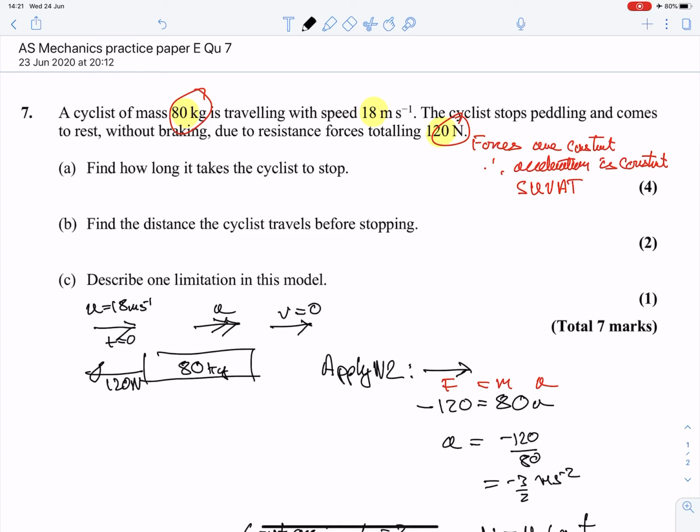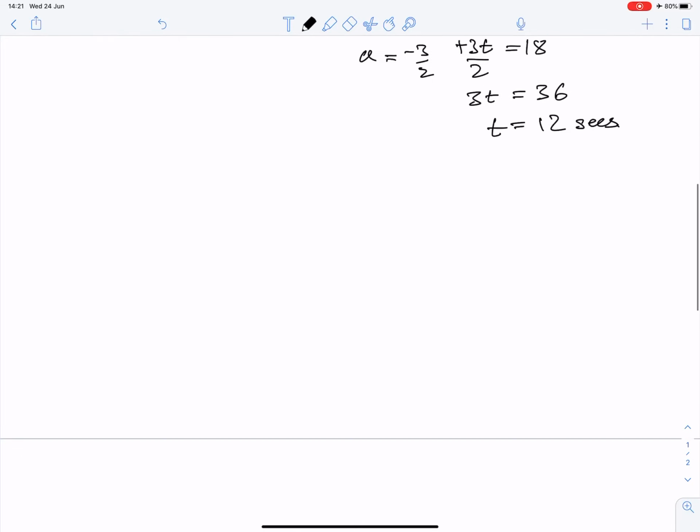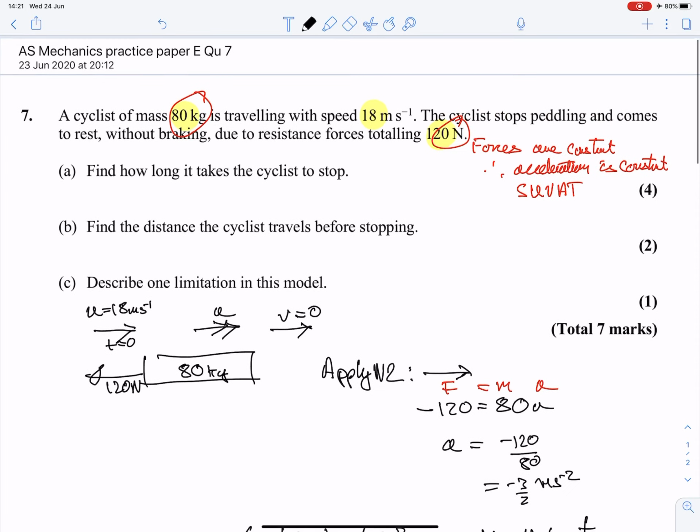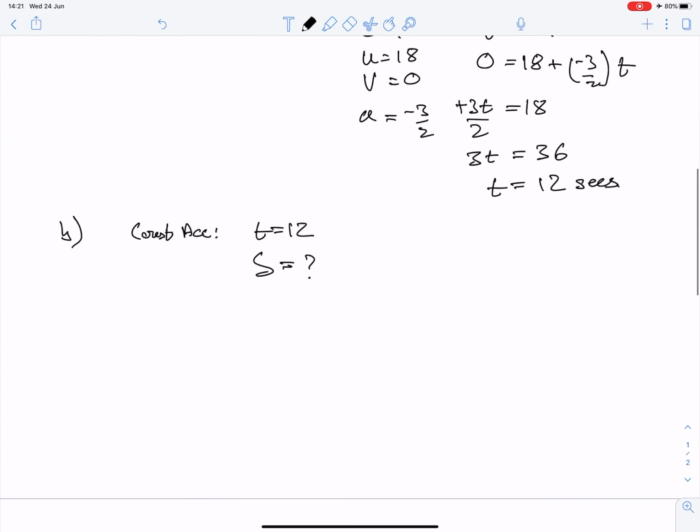Find the distance the cyclist travels before stopping. So I assume it's in this time. So part B, constant acceleration again, acknowledge it. t is equal to 12. s is the distance travelled that we need to find. Go back, use the information in the question if possible. So u equals 18 and v equals 0. You could use something with a in if you wanted to, it doesn't matter particularly, but that works fairly well.